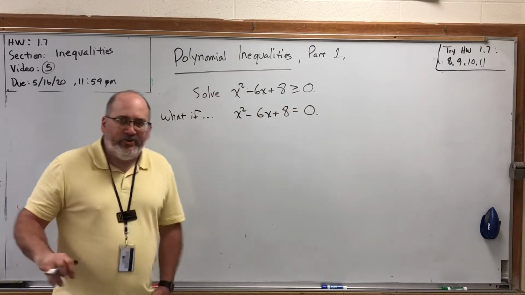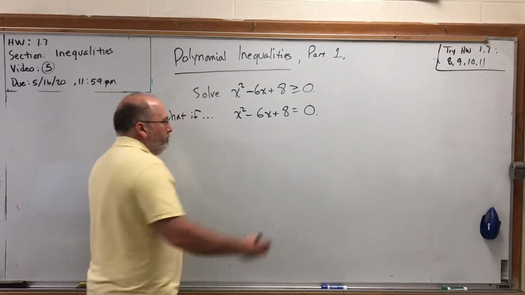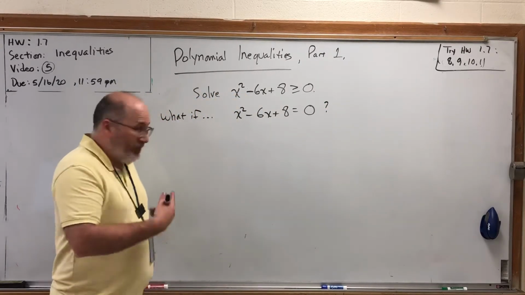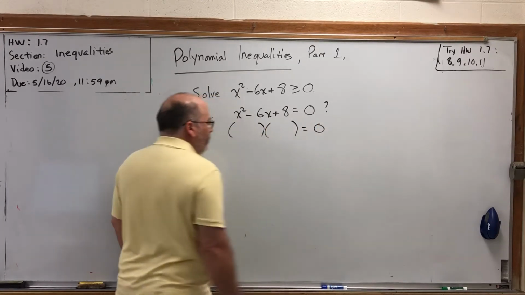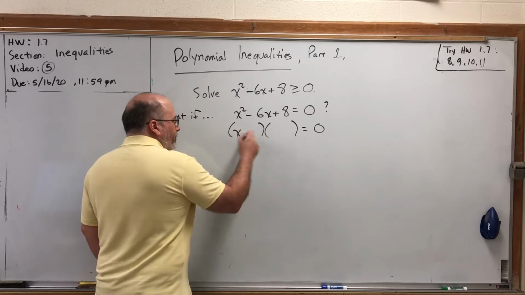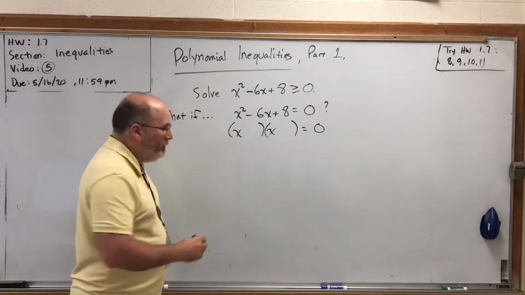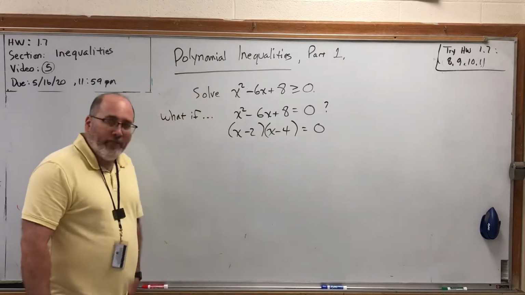Well, a couple of series of videos ago, we spent a lot of time solving quadratic equations. What if it said that? We could use the quadratic formula, but this guy will factor. Do you know what it will factor into? What two numbers add to give negative 6 but multiply to give positive 8? Answer in no particular order, negative 2 and negative 4.